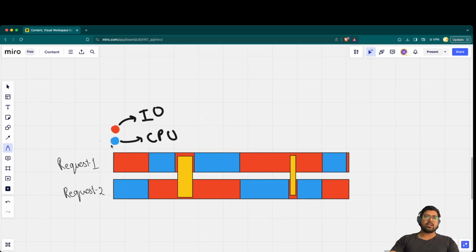As you can see from this marker legend, the red means IO blocking and the blue means the CPU processing time. Let's assume that request one and request two come at the exact same time. Due to some reason, the CPU starts processing request two first.